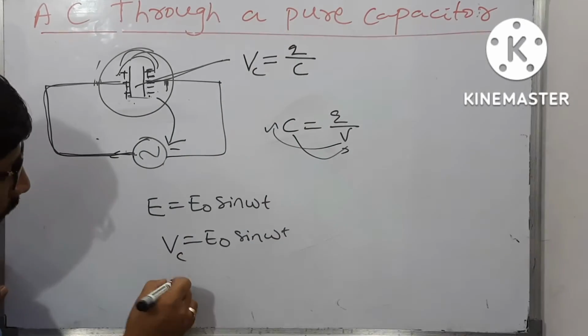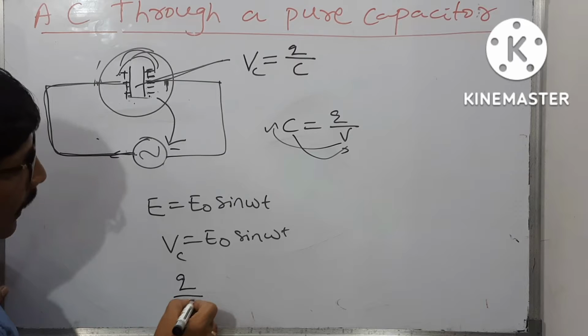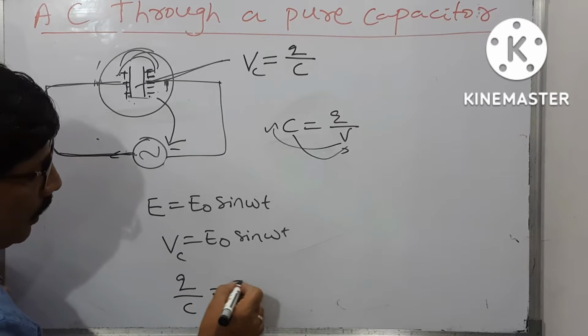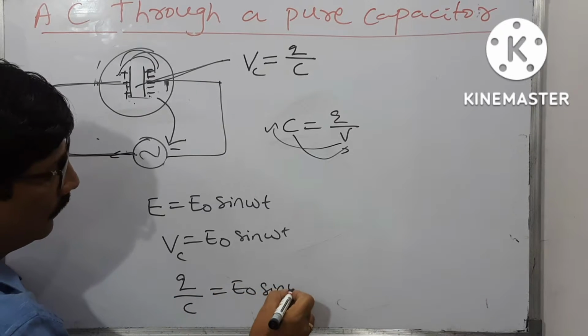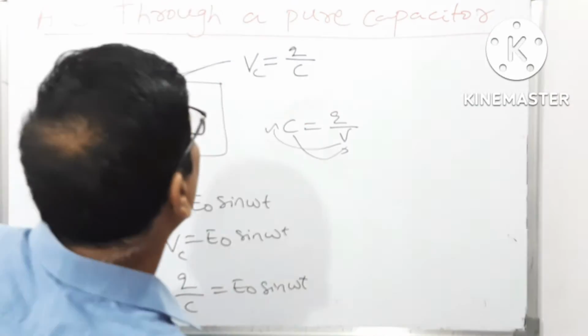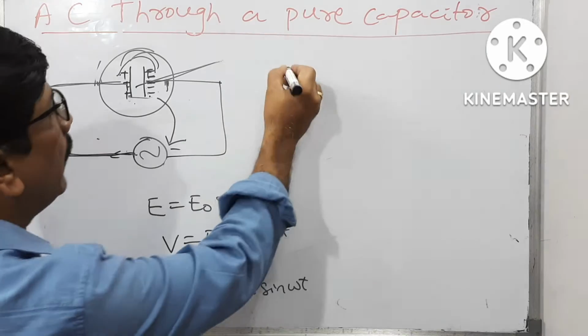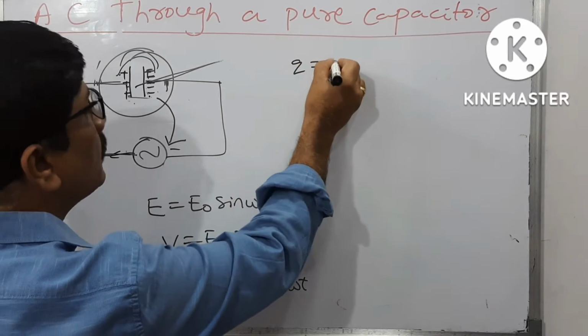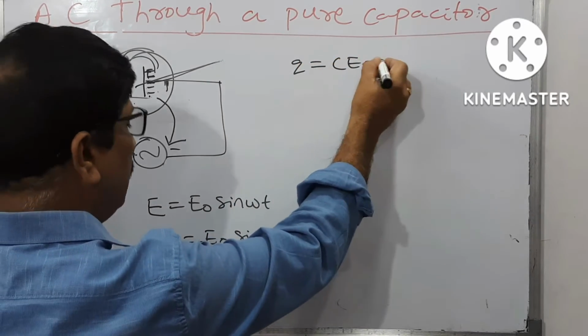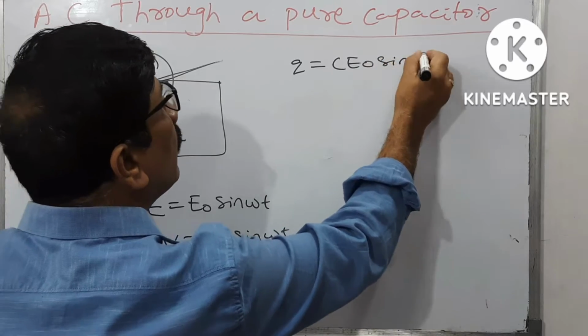Now the voltage across the capacitor formula is Q by C equals E naught sin omega t. Now Q by C you write here, just write Q as it is and you bring this C here, it becomes C E naught sin omega t.